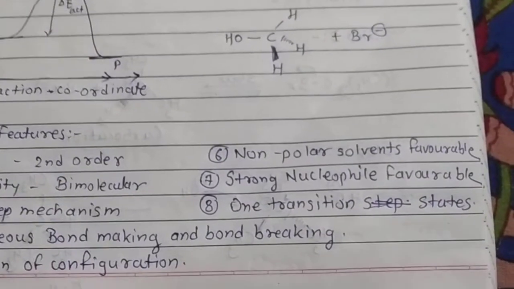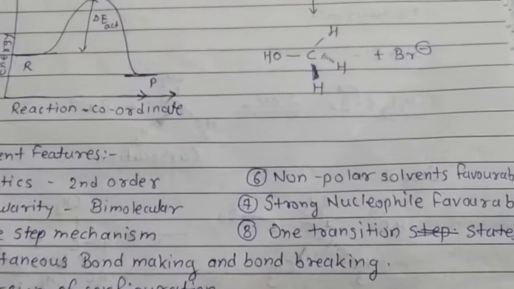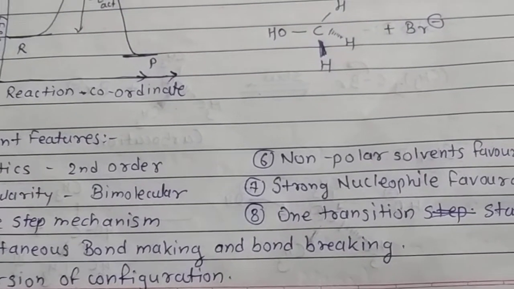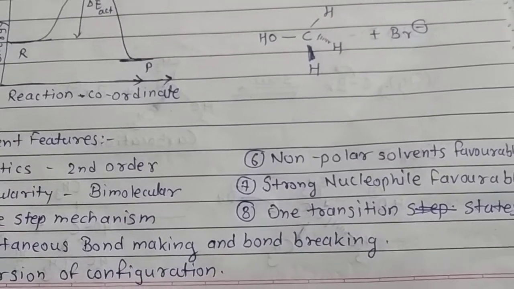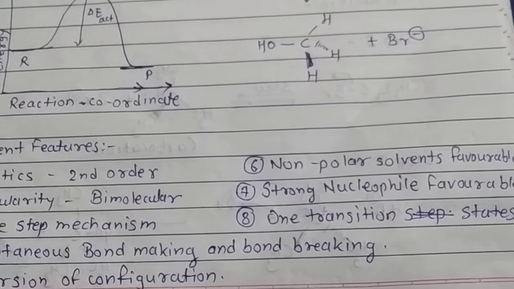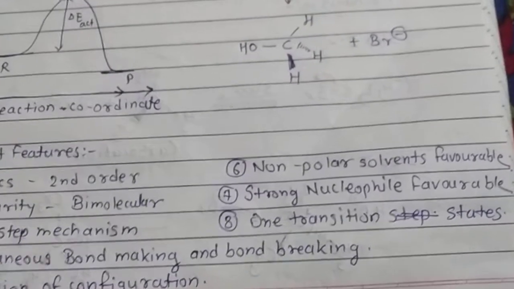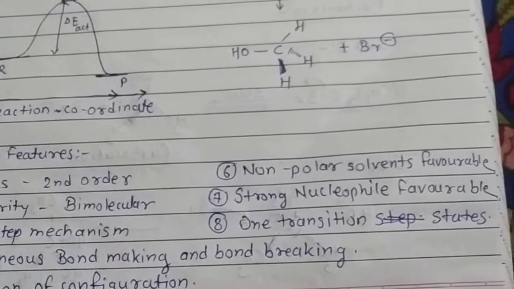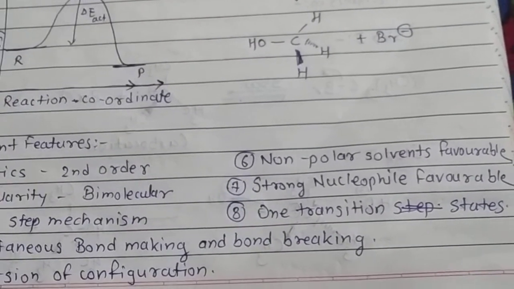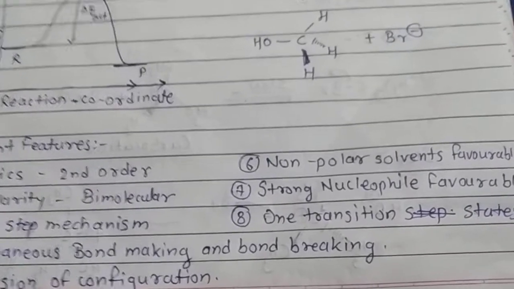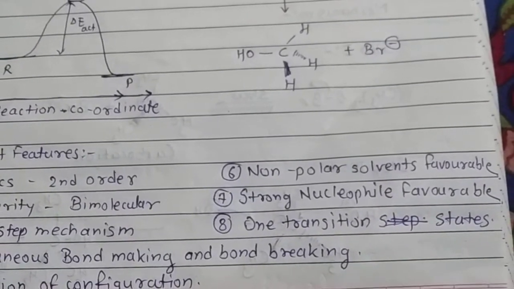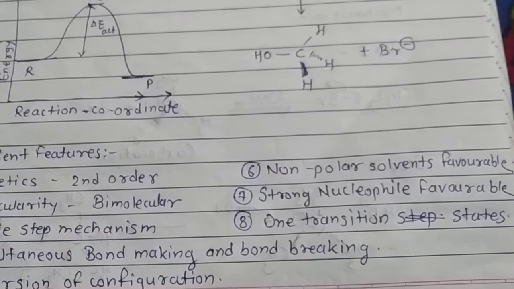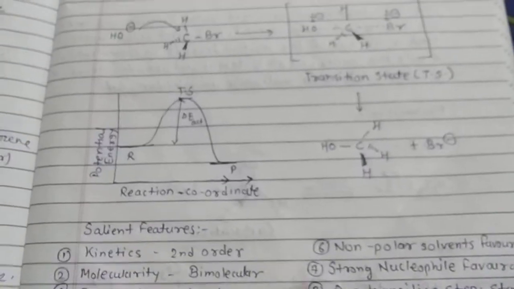Then sixth, non-polar solvents are favorable, so usually in a non-polar solvent this reaction happens. Non-polar solvents like carbon tetrachloride, okay, so such solvents are used in this reaction. Then a strong nucleophile is favorable, so we require a strong nucleophile, OH minus, for this reaction. And only one transition state is there in SN2 reaction. So that's all about SN2.